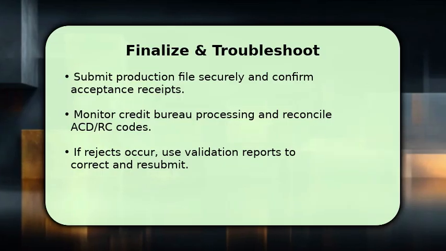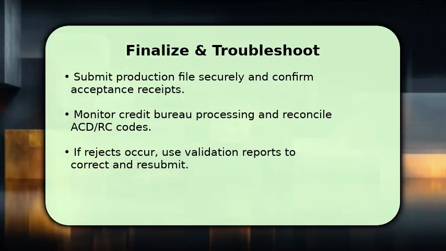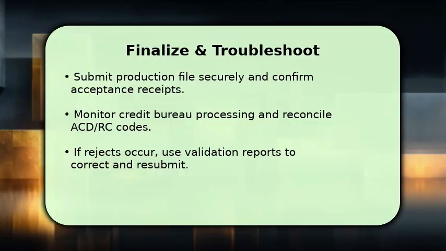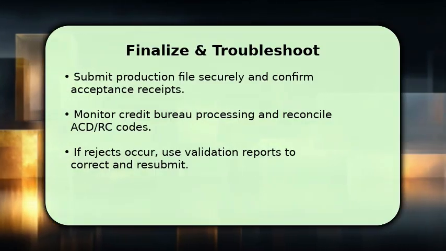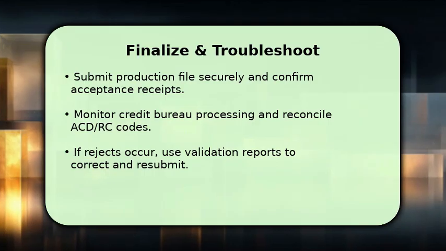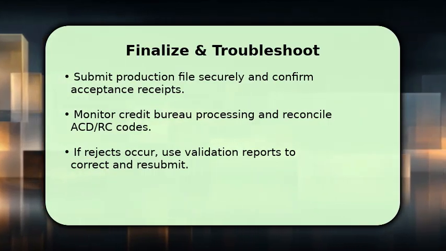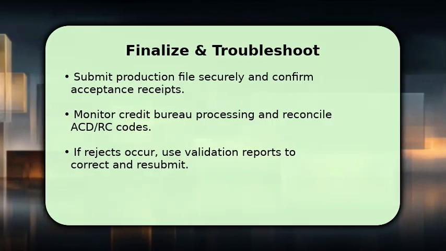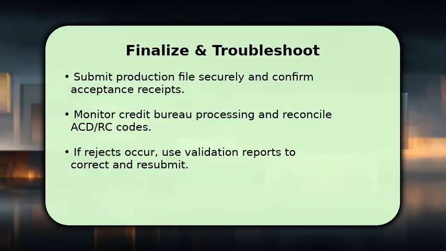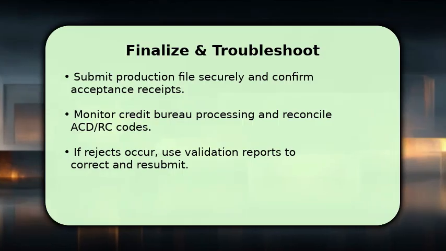After submission, monitor bureau processing and reconcile acceptance codes versus rejects so you understand systemic issues versus isolated data mistakes. If you get rejects, prioritize the validation report. It shows exact record and field failures, so correct the mapping or data and resubmit only the affected records.